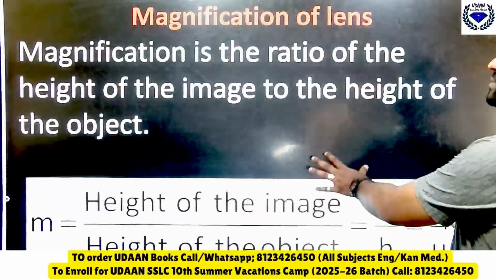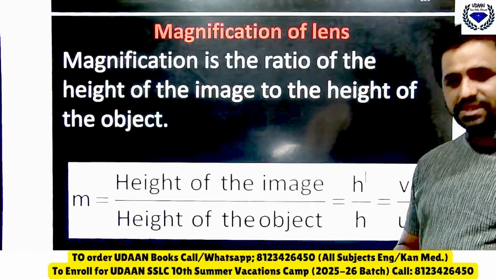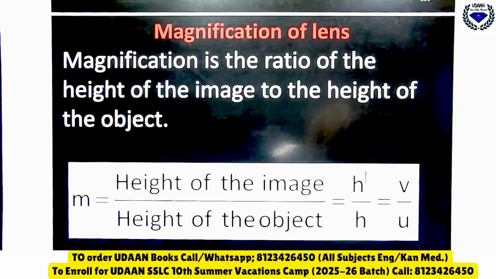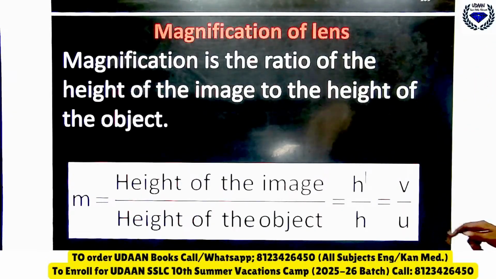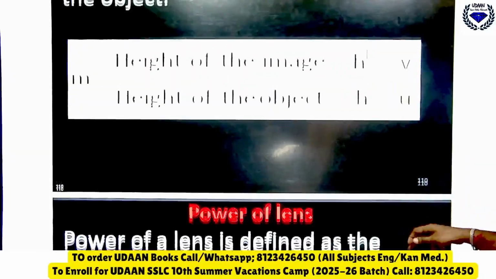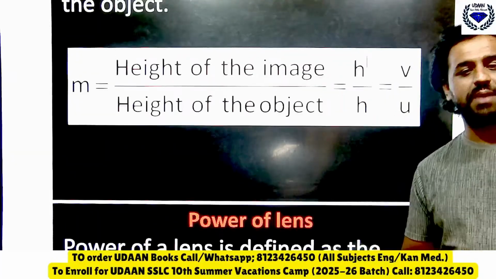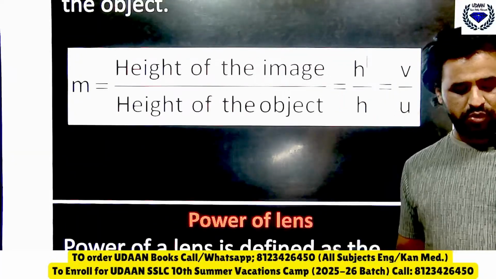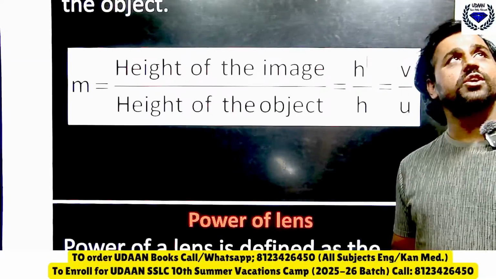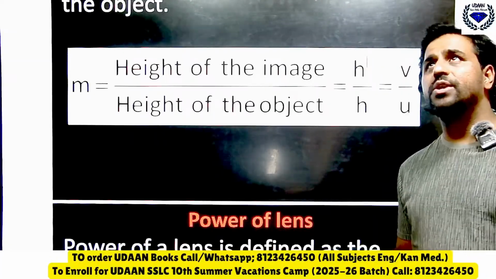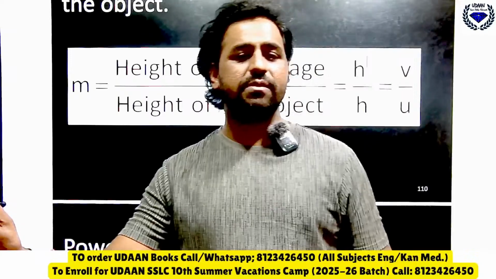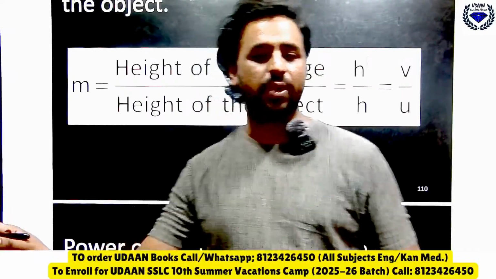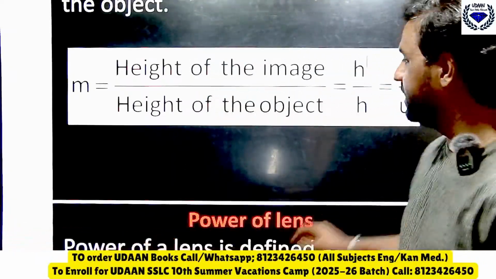Then what is magnification? Magnification is nothing but the ratio of the height of the image to the height of the object. We call it magnification. So the magnification formula here is plus v by u, remember. What is the magnification formula for the lens? You should write plus v by u is the magnification of the mirror, okay, so for the lens you have to write it accordingly.